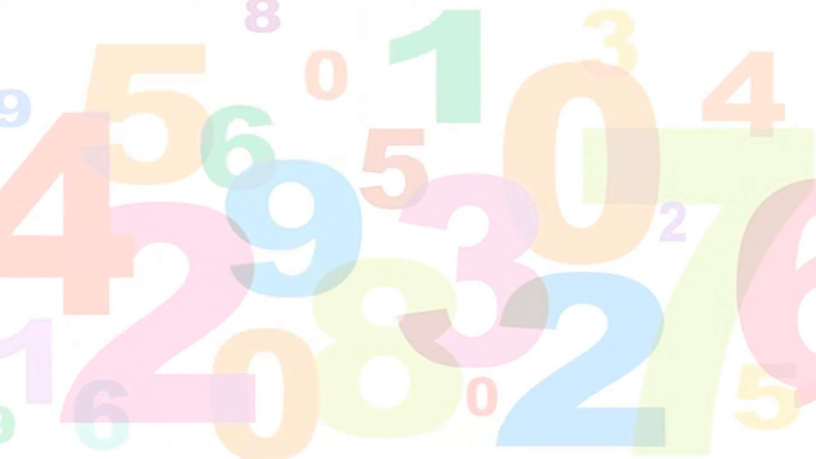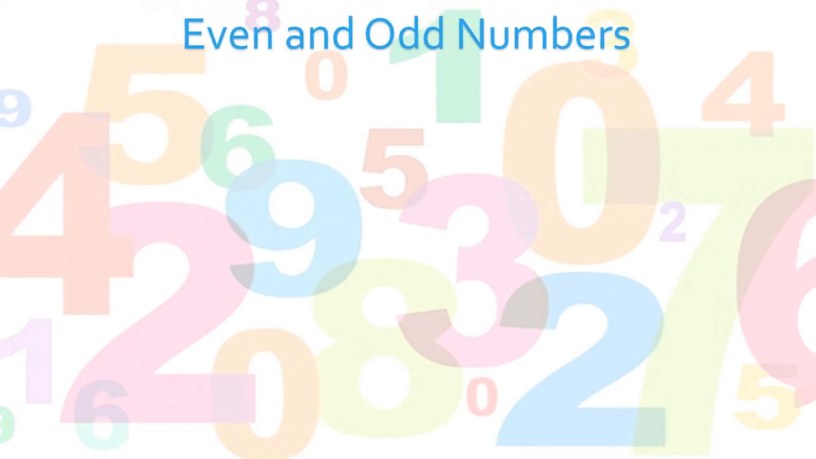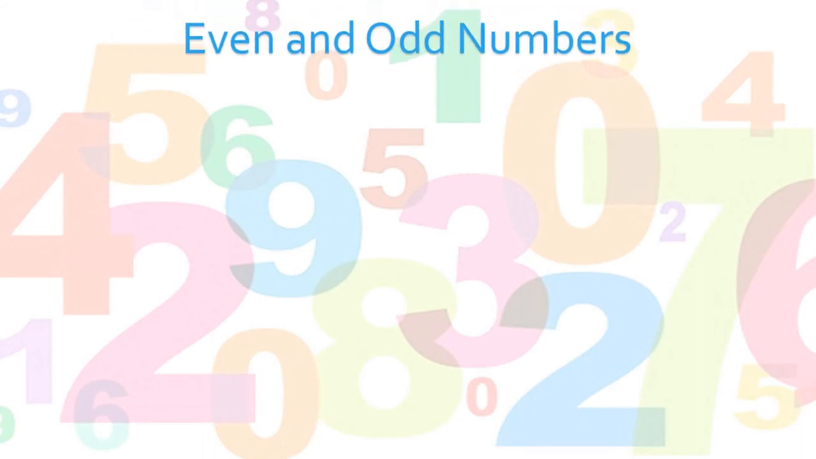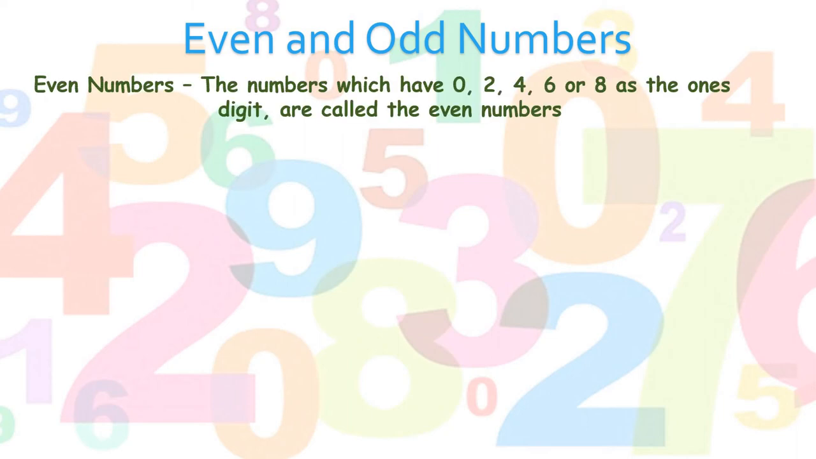Next, even and odd numbers. What are even numbers? The numbers which have 2, 0, 4, 6 or 8 as the ones digit are called the even numbers, like 12, 144, 168, 1920. So all these numbers are even numbers.